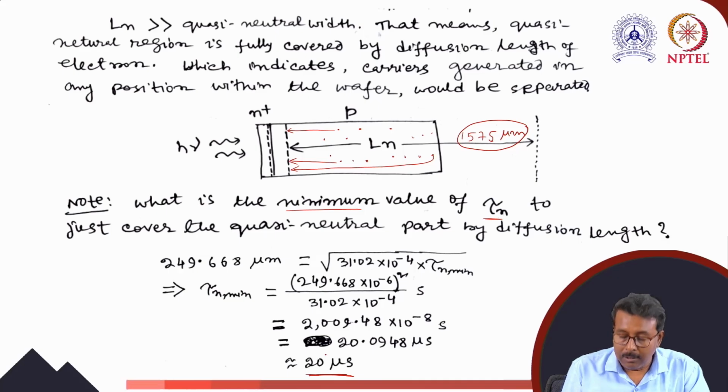This tau n is again controlled by the defect centers we have discussed in case of Shockley-Read recombination. Anyway, minimum 20 microsecond is required. If tau n is less than that, some portion remains uncovered by diffusion length, that is, carriers generated outside the diffusion length will not be collected. But if it is more than 20 microsecond, all carriers generated within the quasi-neutral part will be collected and will contribute to the current.